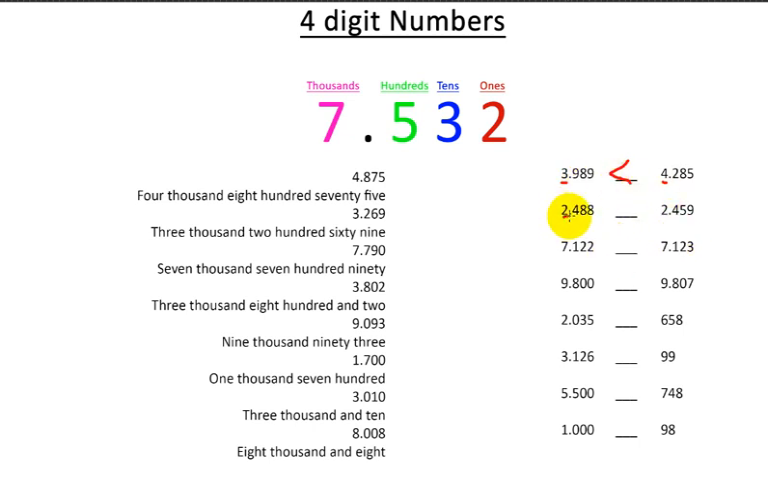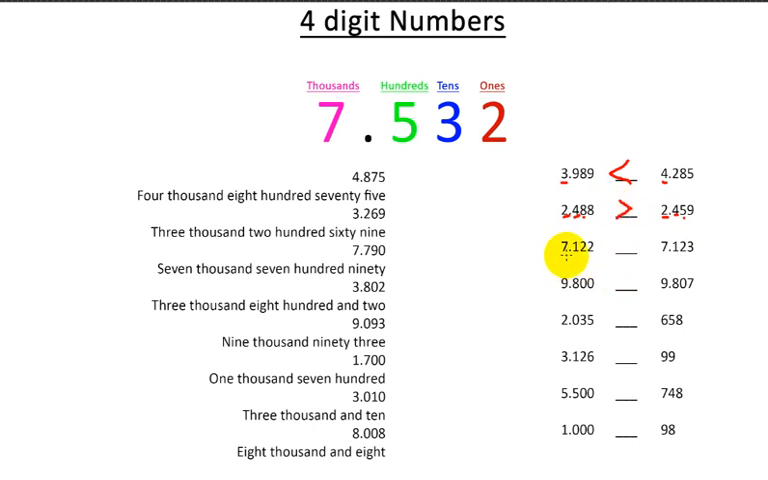Next up, we compare the 2 with the 2. They're the same, so I need to compare the next digit to the right. 4 with 4. They're also the same, so I go on to the next number. 8 with 5. Oh, well here 8 is more. So this number is greater.